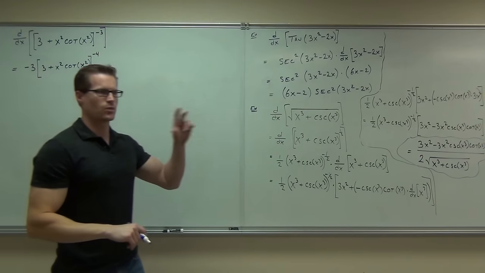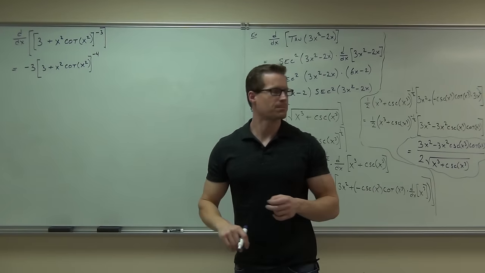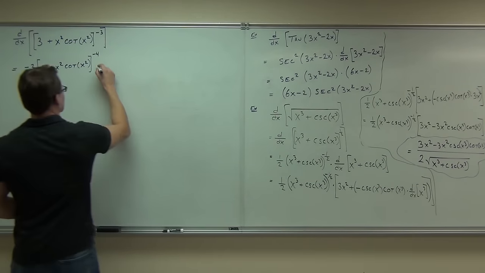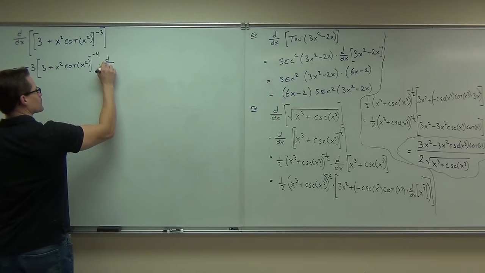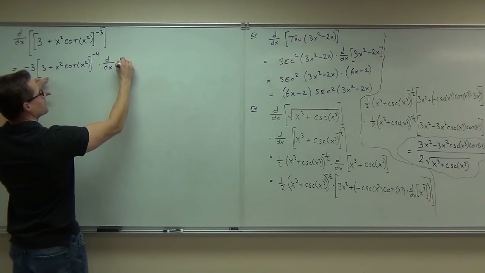And then, what now? Then we multiply it by the derivative of the inside. Write that out. Go for the derivative of the inside right now. When we say the inside, we mean the entire expression that you basically ignored.